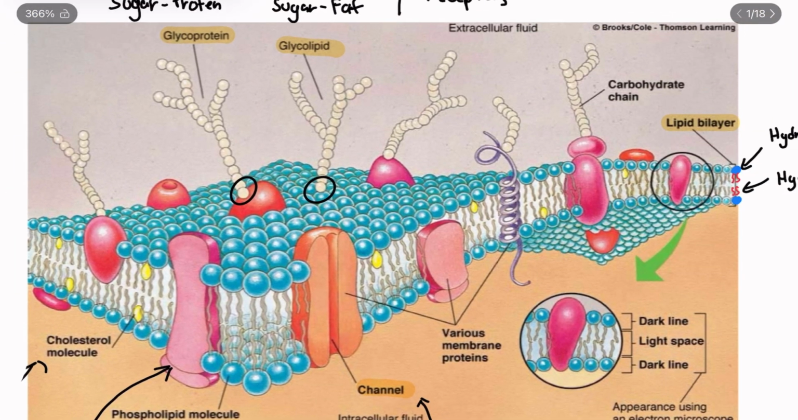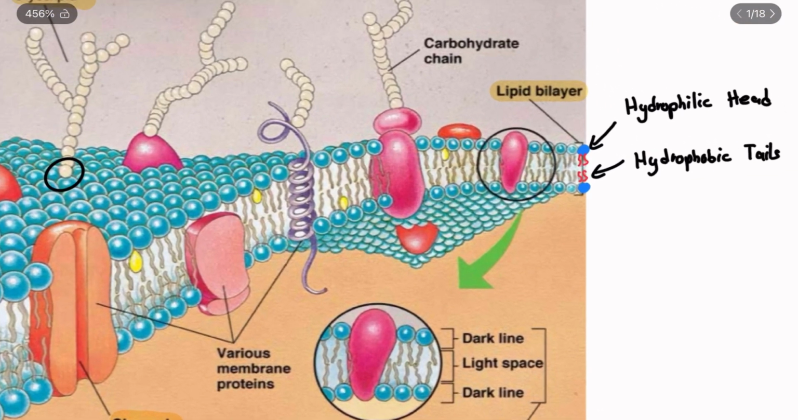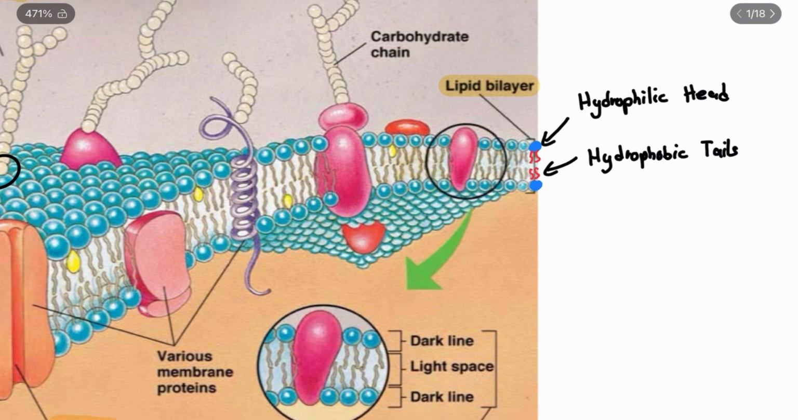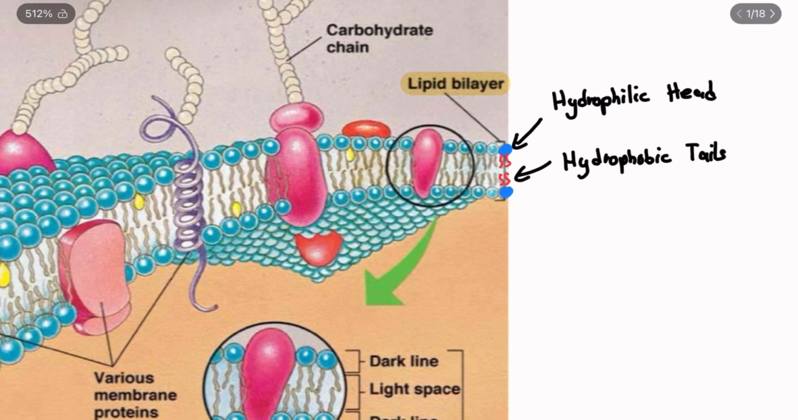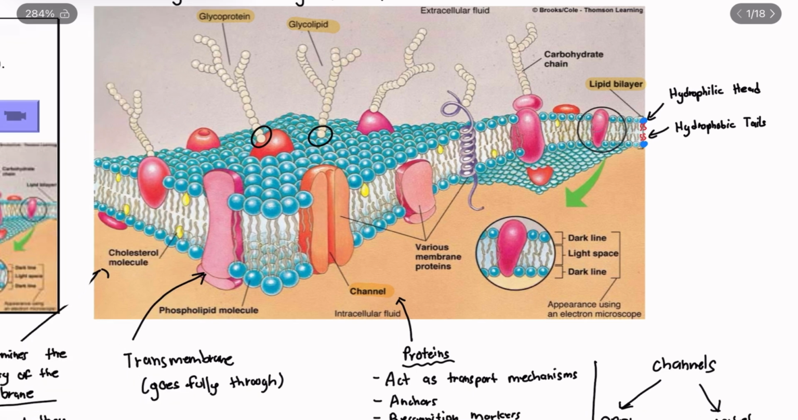Now, what does that mean? Well, let's look into the structure of the phospholipid. As you can see, it has a hydrophilic head and a hydrophobic tail. The way it's structured is that the hydrophobic tails face towards each other, which makes the interior hydrophobic and the outer surfaces hydrophilic, because remember, the head is hydrophilic.